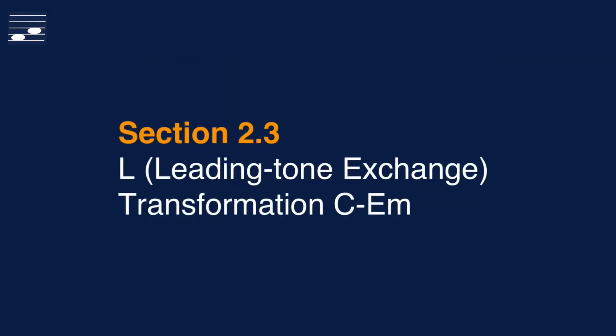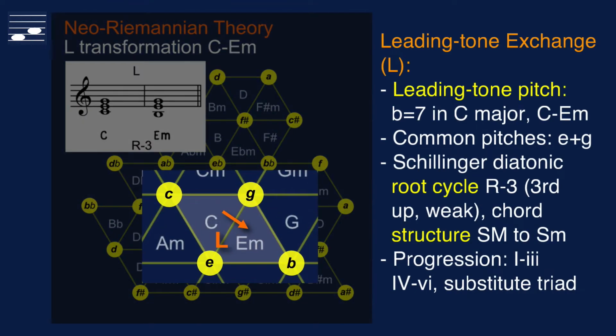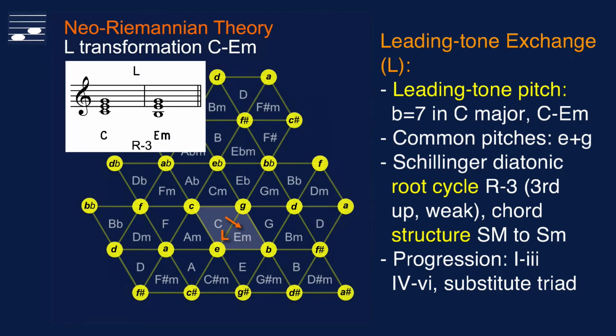The third elementary transformation is the leading tone exchange. The root moves up a major third, in Schillinger parlance R-3, which is a weak progression. The E minor triad contains the pitch B, the leading tone in diatonic C major. Common pitches now are E and G.